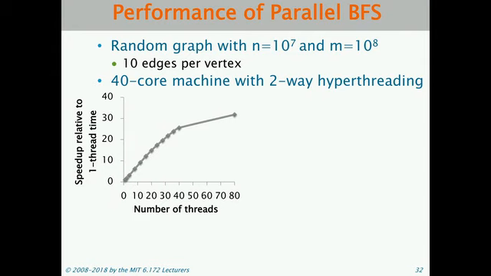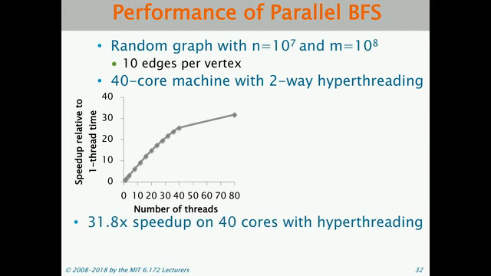OK, so here I'm plotting the speedup over the single-threaded time of the parallel algorithm versus the number of threads. So we see that on 40 threads, we get a speedup of about 22 or 23x. And when we turn on hyperthreading and use all 80 threads, the speedup is about 32 times on 40 cores. And this is actually pretty good for a parallel graph algorithm. It's very hard to get very good speedups on these irregular graph algorithms. So 32x on 40 cores is pretty good.